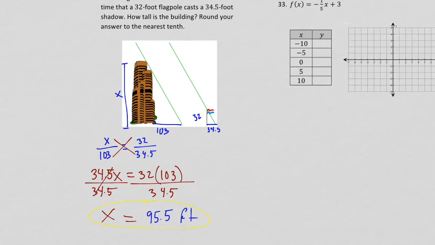Let's check if that makes sense. Look at the flagpole. The height of the flagpole is smaller than the shadow. The length of the shadow is longer, right? So the shadow of the building should be longer than its height, and it is. The shadow is 103, the height is only 95.5. So that makes sense.